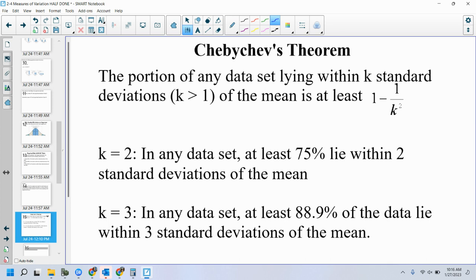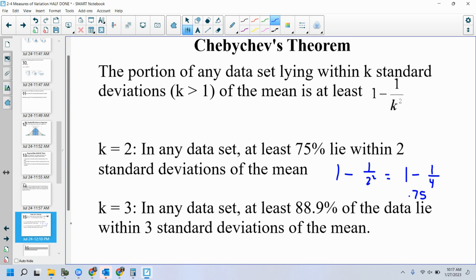So if we want 2 standard deviations away from the mean, I can just take 1 minus 1 over 2 squared, right? That would be 1 minus 1 over 4, so 0.75. 1 minus a quarter is 0.75. So we can say that even if the data is not normally distributed, we know at least 75% of the data will fall between two standard deviations above and below the mean.